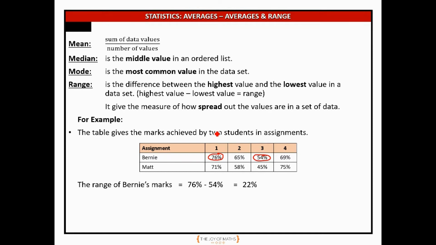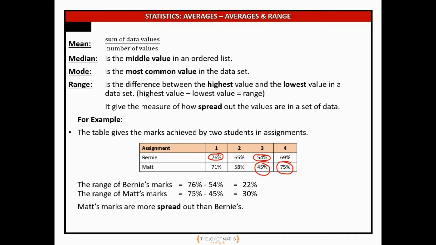If we take a look at Matt, he has scored 75 as his highest, but 45 is his lowest. So if we do a quick calculation, 75 minus 45 leaves us with 30%. So the spread of his data is 8% larger than Bernie's. That means that Matt's marks are more spread out than Bernie's, and therefore that makes Bernie a more consistent student and Matt the one who is more variable. So range gives you a look at how wide the data is, which in other terms translates into consistency.